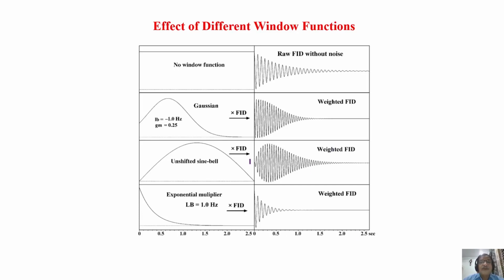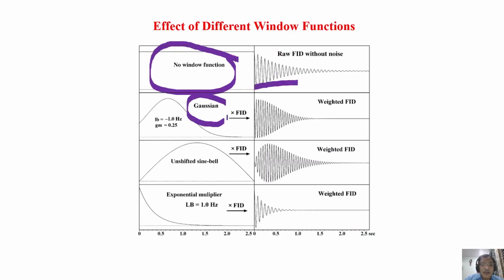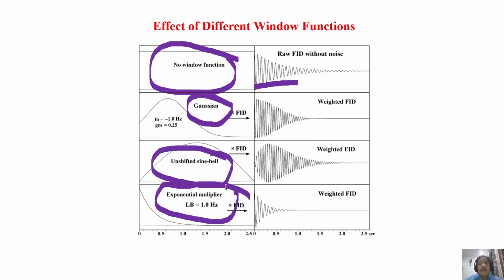Different types of window functions are available. If I take a raw free induction decay like this, without any window function, we have what is called a Gaussian window function, unshifted sine bell. This is exponential multiplication, shifted sine bell, trapezoidal function. A number of window functions are there. I have no time to discuss each and every one of them. It will take an enormous amount of time. But I'm showing you the effect of multiplication of each of them on the raw free induction decay, how the FID gets affected.